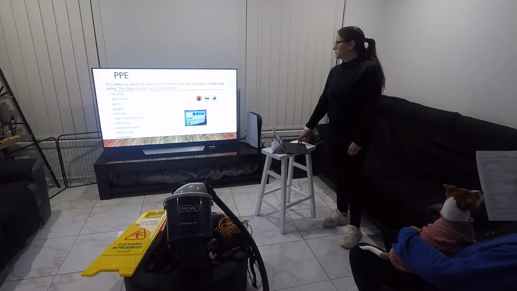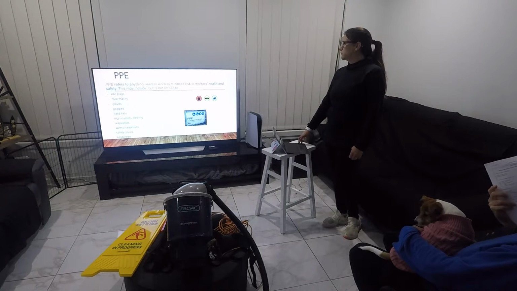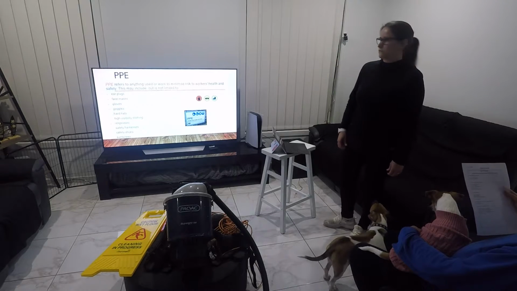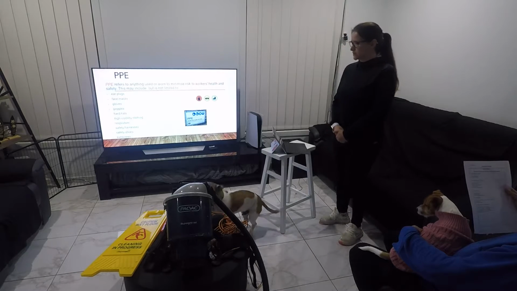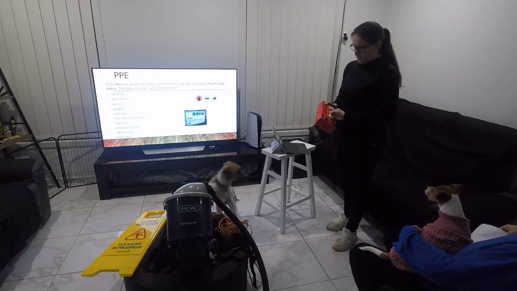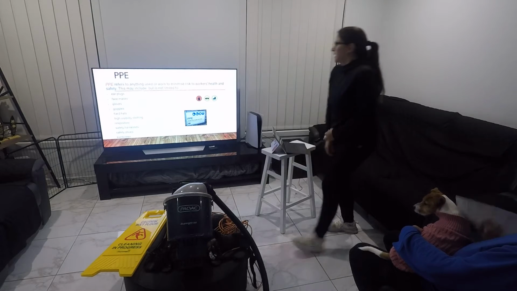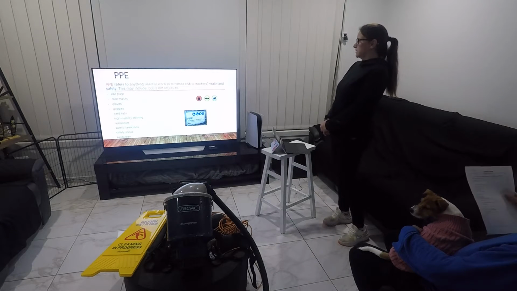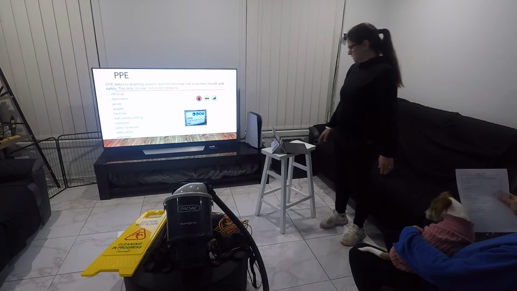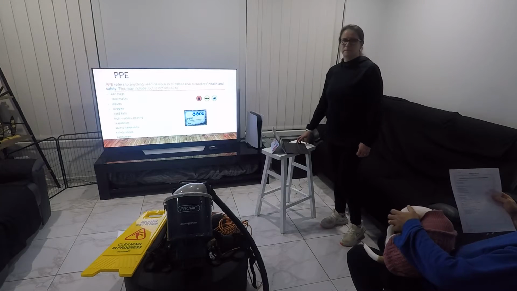PPE refers to anything used or worn to minimize risk to workers' health and safety. This may include, but is not limited to, some examples of PPE like face masks and gloves. There are different kinds of gloves, depending on the purpose you are using them for. Goggles, hard hats, high visibility clothing, safety harnesses, safety shoes, sunscreen, and there are other options, but not limited to these ones.